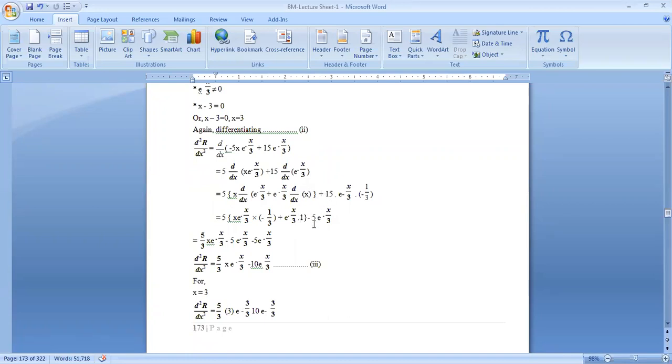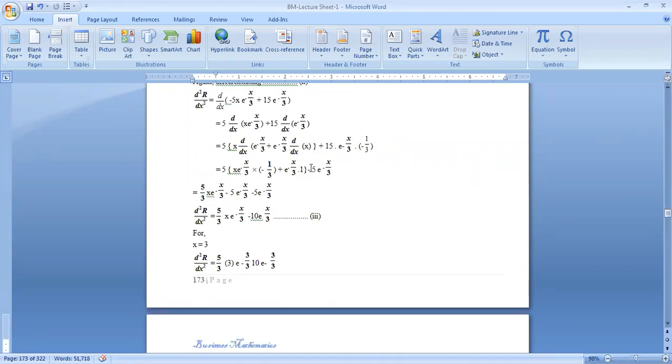Now 15 into e to the power minus x by 3, minus x by 3, but the 3 and 15 cut, this is why plus minus minus and 5 e to the power minus x by 3. Now after multiplying 5 on both sides, on every term, we get this one. Therefore the second derivative d square r by dx square equals this, equation number 3.